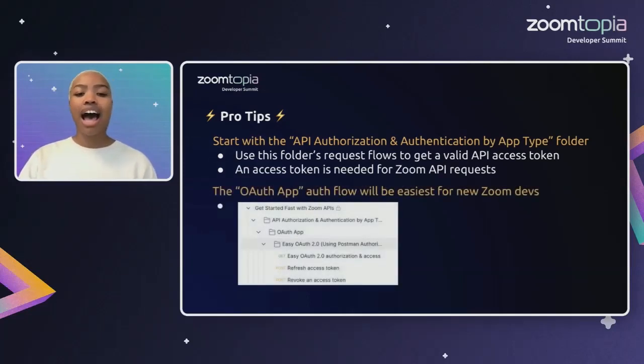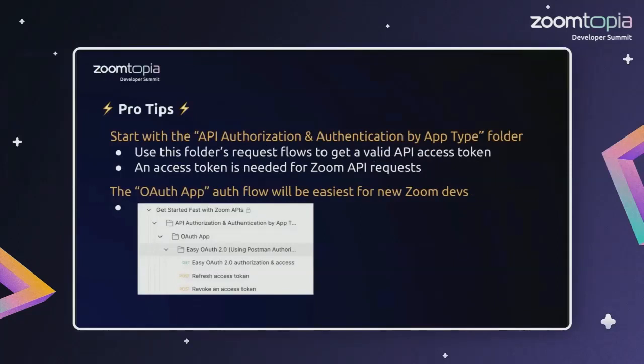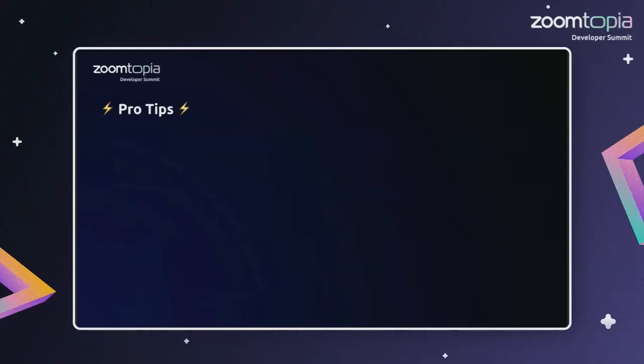Now, the OAuth app flow will be the easiest for new devs, specifically the Easy OAuth 2.0 using Postman's authorization tab. Again, make sure you update and you use the collection and request variables as you develop and test. This will make the process super seamless for you, so there's less back and forth between the Postman workspace and your marketplace application.